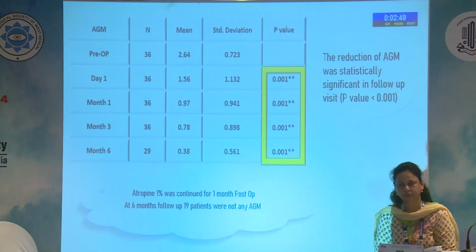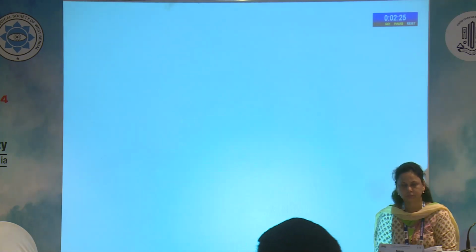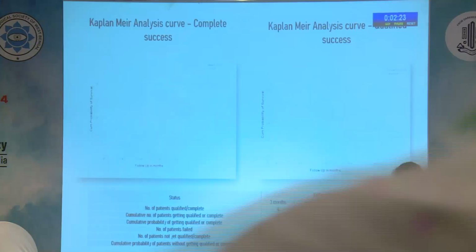Atropine 1% ointment was continued for 1 month postoperatively, and at 6 months follow-up, 19 patients were not on any anti-glaucoma medication. 8.3%, that is 3 out of 36 eyes, failed at 6 months. 44.4%, that is 16 out of 36 eyes, achieved complete success. 17 out of 36 eyes, that is 47.22%, achieved qualified success, and a total success of 91.6% was achieved. This is the Kaplan-Meier analysis curve for complete success and qualified success.